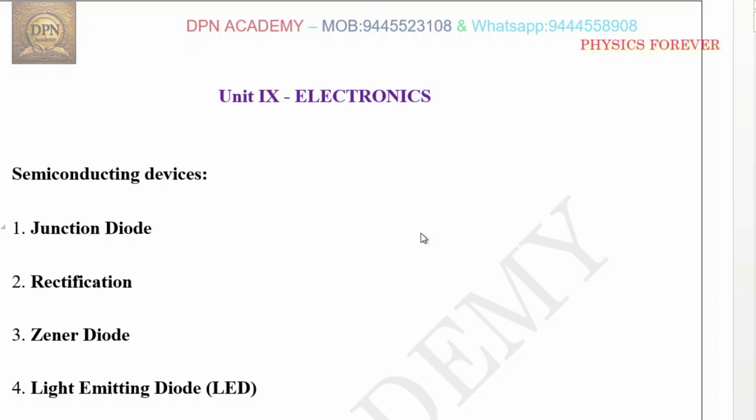So today in class, from Unit 9 Electronics, we have to discuss four topics. What are the four topics? First, the junction diode, then rectification, the Zener diode, and the light emitting diode, that is LED, from the semiconductor devices. So this class should be one of the revision classes, okay?